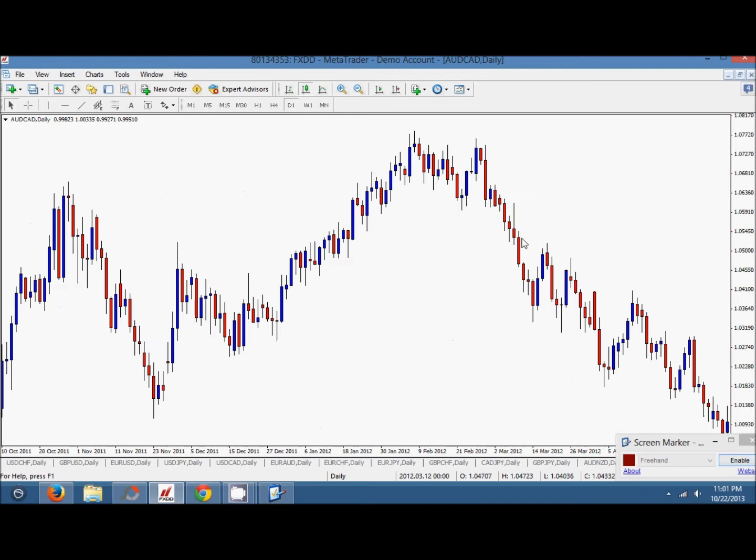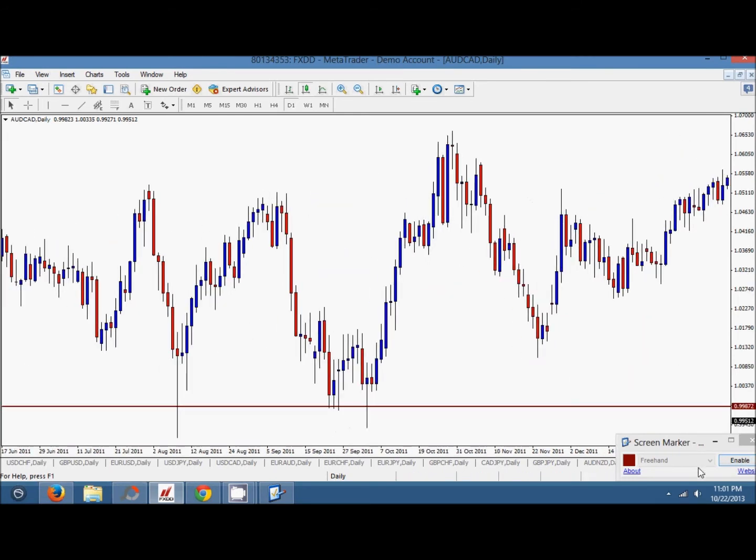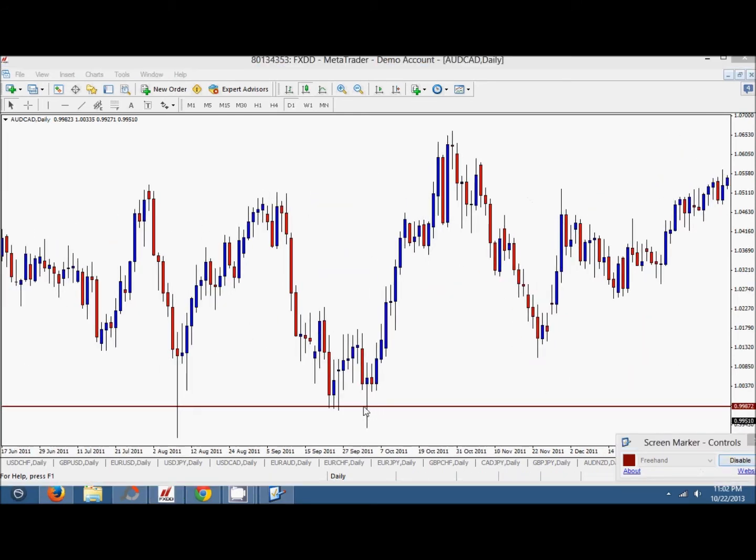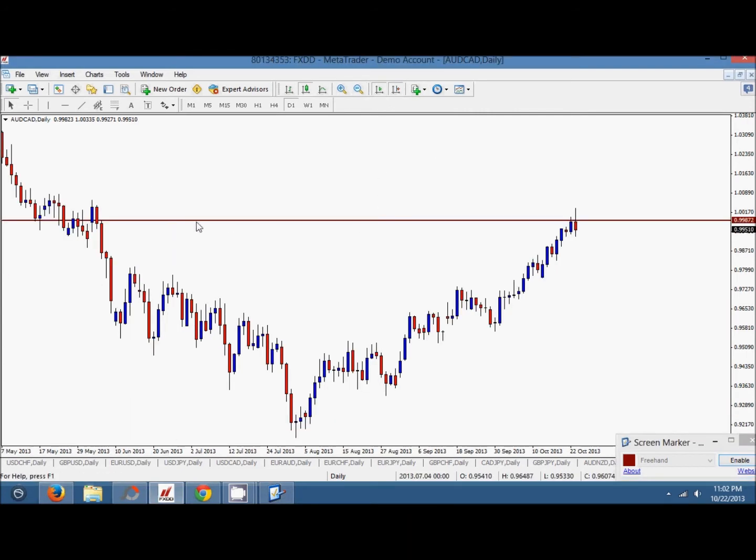Then if we go back even further, we can see that we have multiple more wicks that have tested this support zone right here. Three wicks right here, another big wick right here. So as you can see, this is a very strong support resistance zone, and it's proved to be very strong in the past. So now that we have this very strong support resistance zone, we are looking for price to act upon it, and we're going to be looking for a trade setup to occur on this.